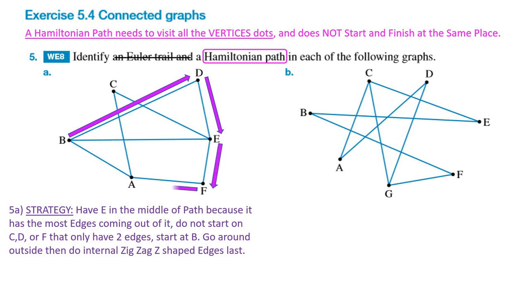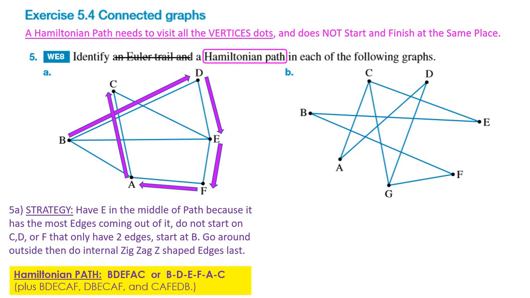From E, we'll go down to F, and then we'll go to A. So we're using that same thing we did in Euler, where we kind of go around the outside first, and then we do the zigzag one. So then we go up to C, and then we go back to nowhere, because we have visited all the vertices. We've done B, we've done D, E, F, A, and C. So we don't need to go anywhere else. And we started at B, but we ended at C. So we've started and finished at two different places here and visited all the dots. So that's our Hamilton path done for that one.